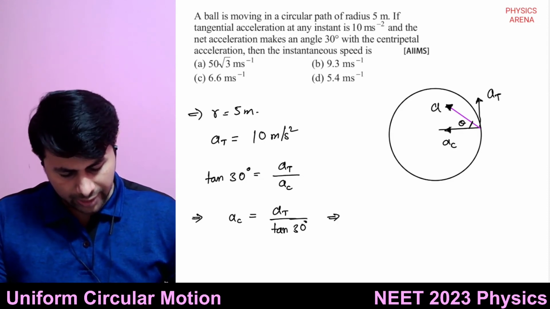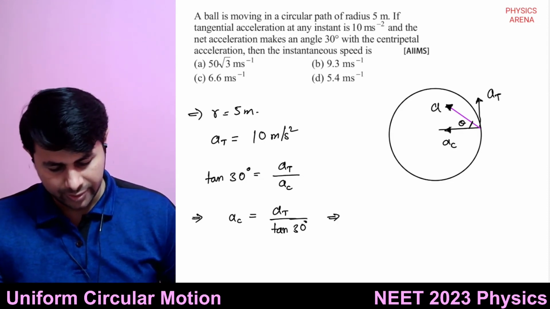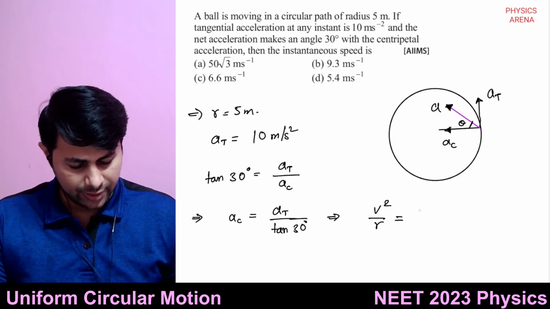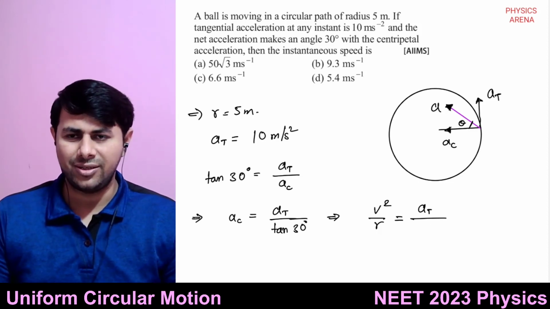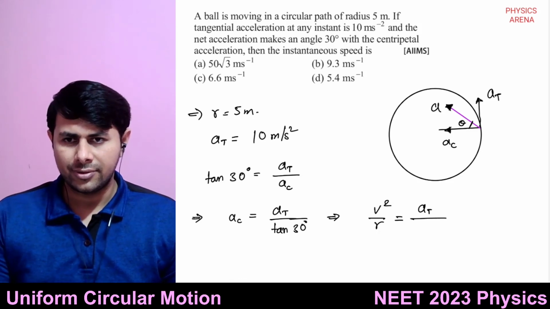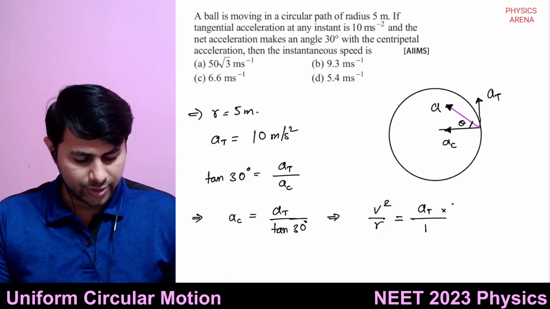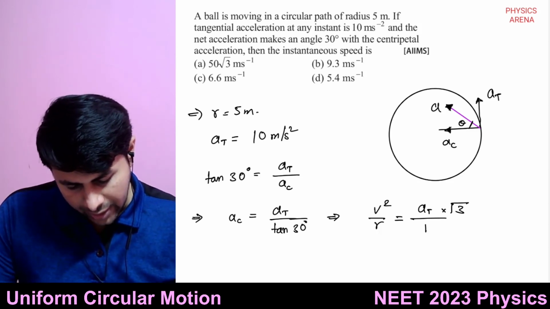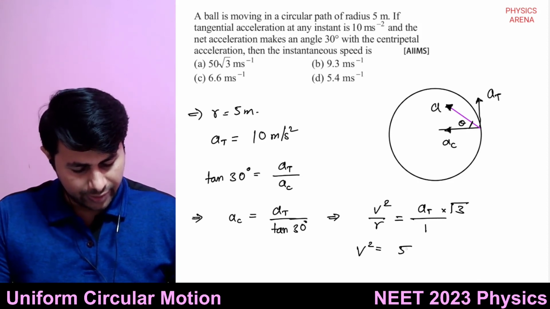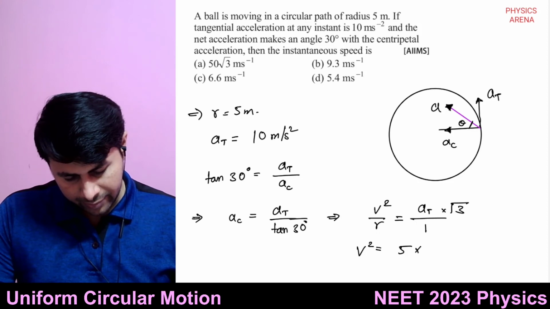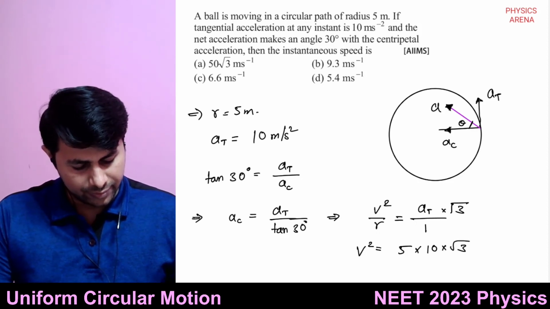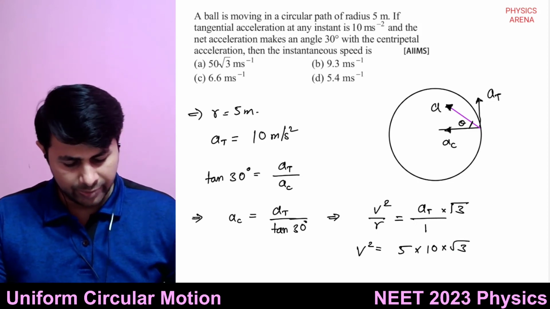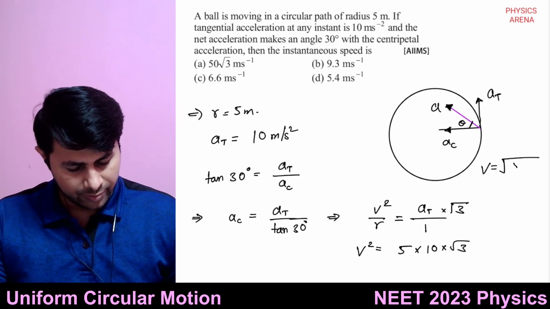Okay, and we are asked for the instantaneous speed. So v square upon r is equal to at divided by tan of 30. How much is tan of 30? 1 upon root 3. Root 3 goes to the numerator. Take r on the other side. R is 5. So v square is equal to 5 times 10 times root 3, which is 50 root 3. And once again we have to find v. So v will be equal to the square root of 50 root 3.